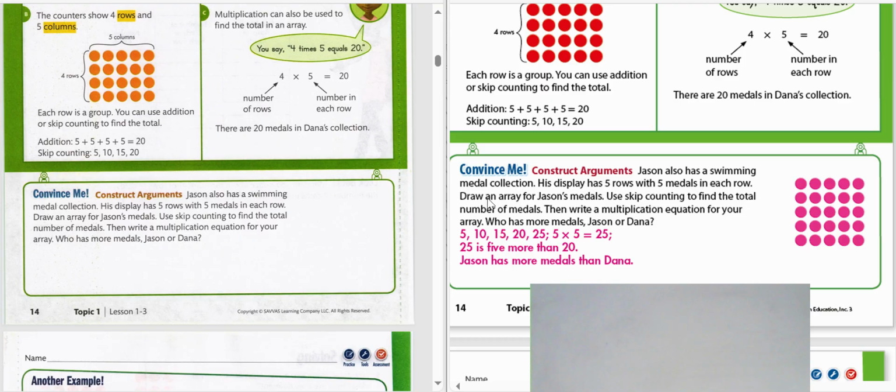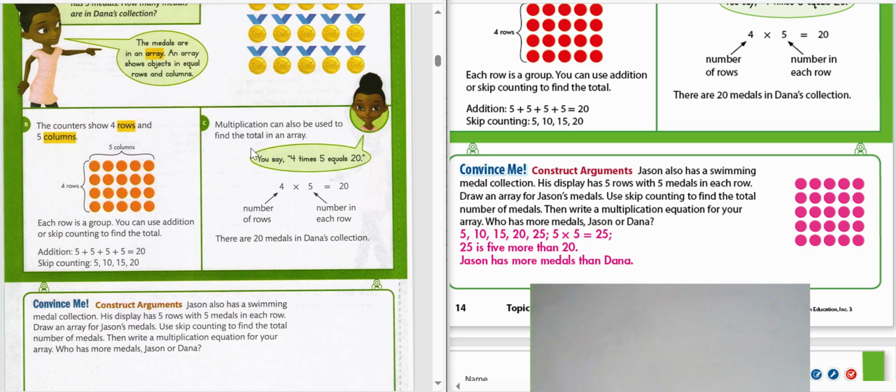You want to draw an array for Jason's medals, and you keep counting to find the total number of medals. Then write a multiplication equation for the array. Who has more medals, Jason or Dana? We can write 5 times 5 equals 25. For Dana, we have 20. The number here is 20, and here it was 25. And Jason has more medals than Dana. Understood?